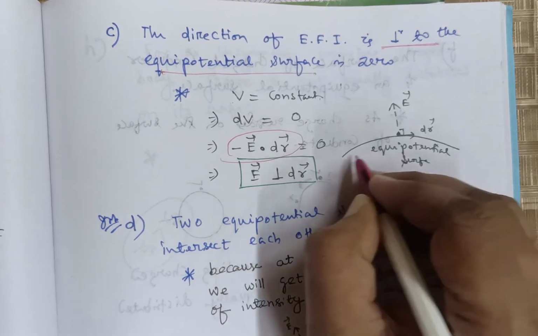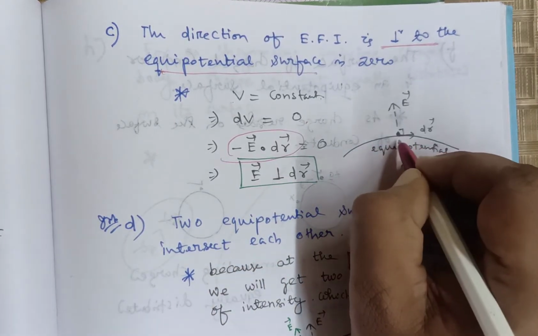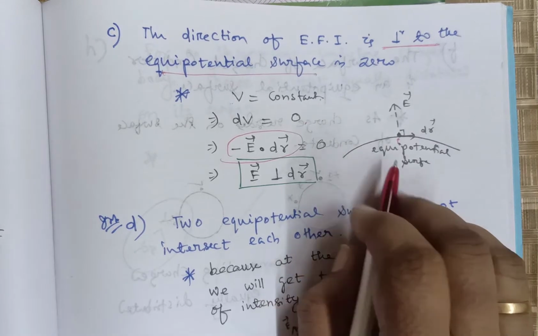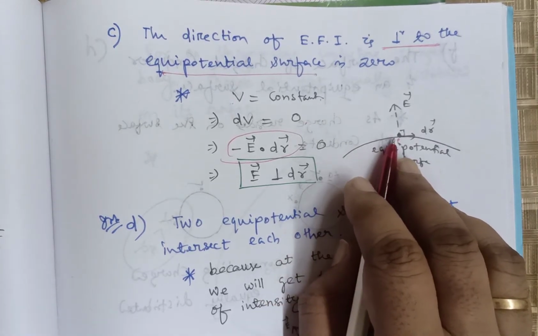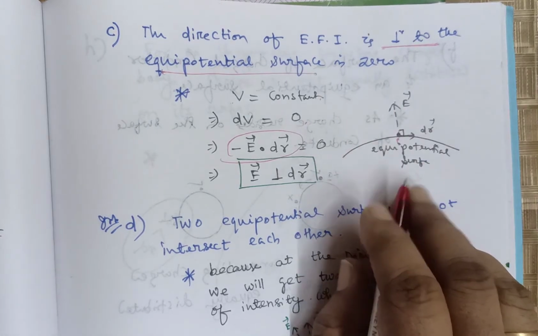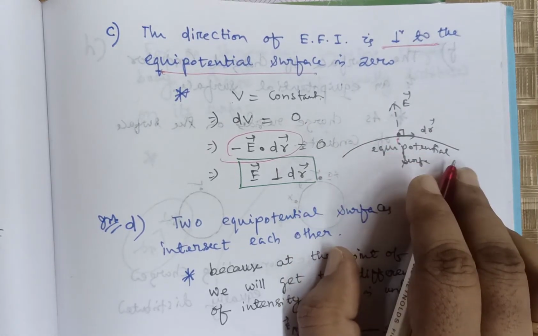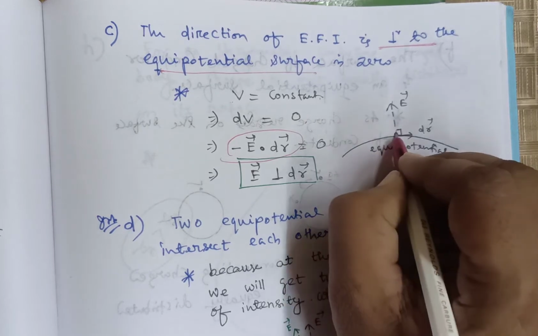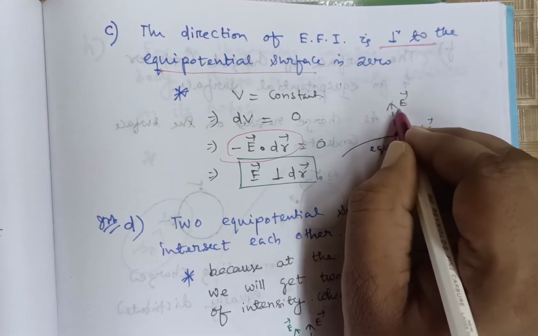So you see the diagram. This is an equipotential surface and this is the point P. If you are interested to draw the electric field intensity here, you should draw a perpendicular. So there are two questions. If the equipotential surface is given, how can you calculate the direction of intensity? Now, by drawing a perpendicular.